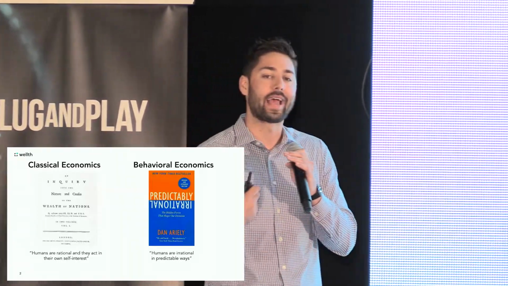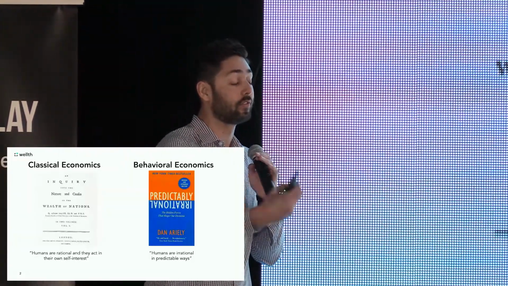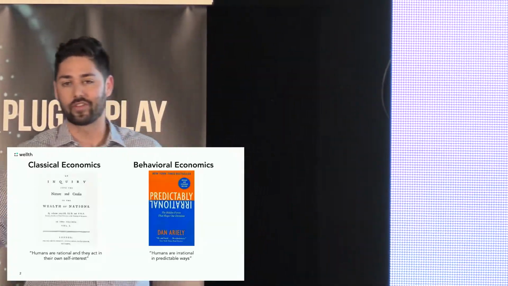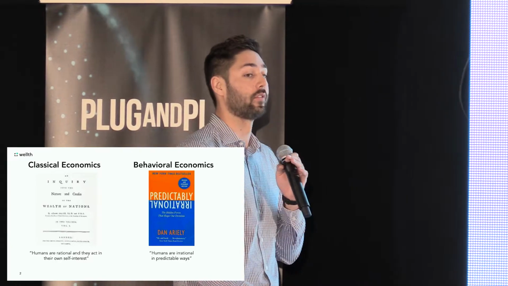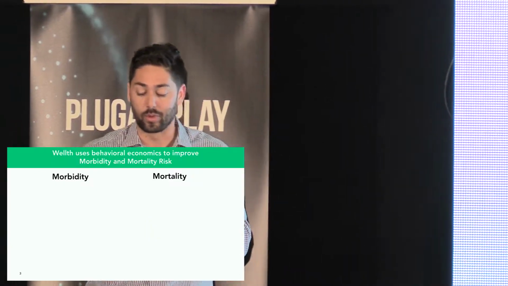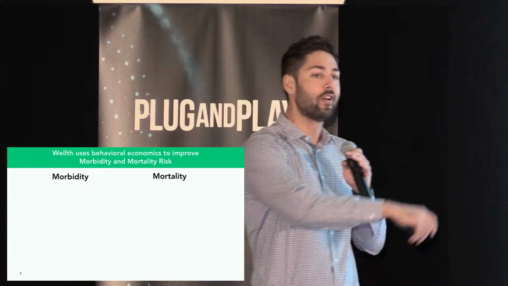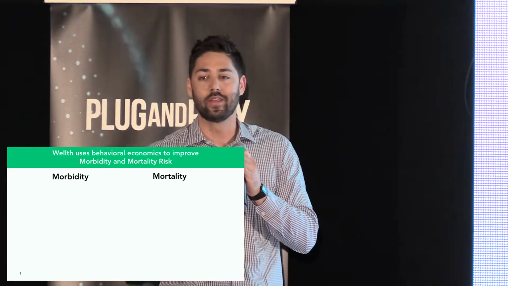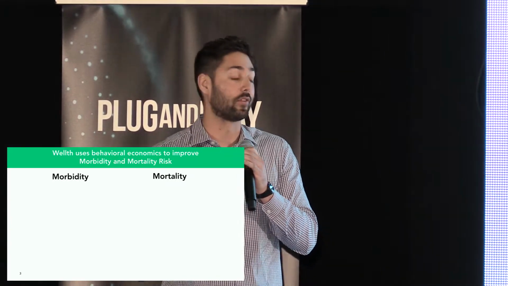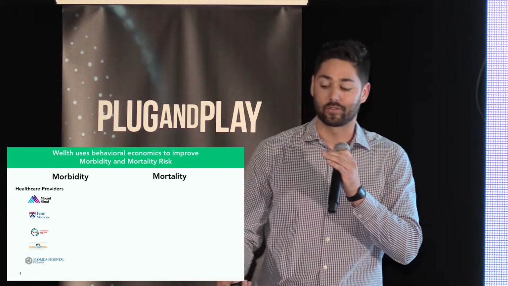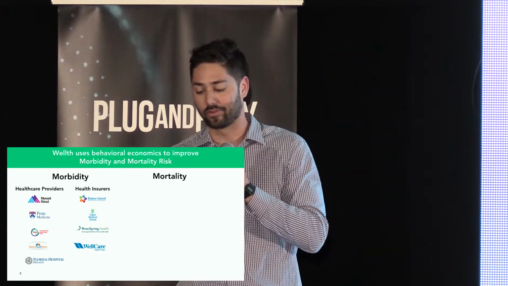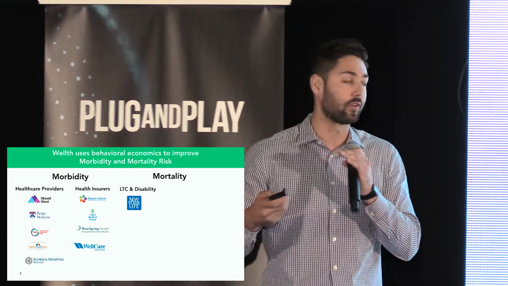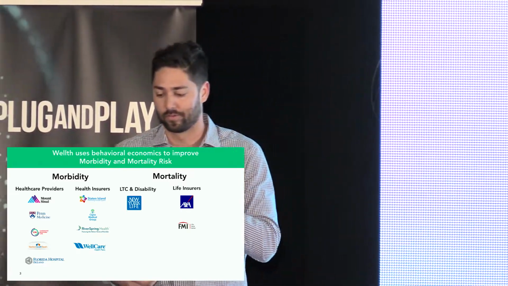So if you understand why they actually make the decisions they make, you can change those behaviors. If you can change those behaviors, you can change outcomes. If you can change outcomes, you can fundamentally change insurance. So that's exactly what we do: we help anyone who holds a risk on morbidity or mortality outcomes change these behaviors and change their risk, ranging from healthcare providers and hospital systems, to health insurers, to long-term care and disability insurers, to life insurers.